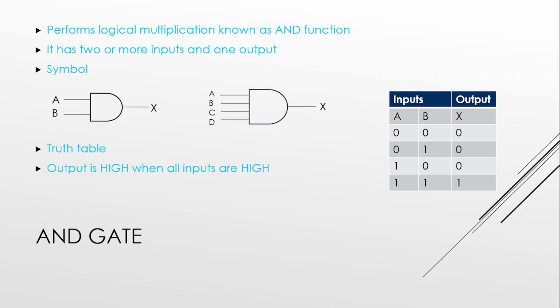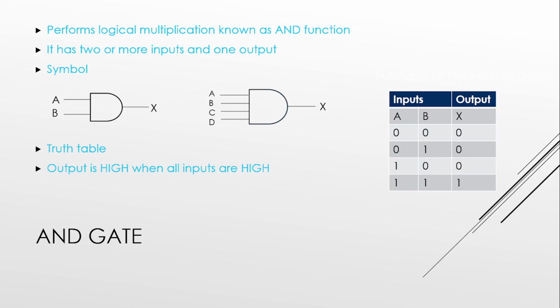Now look at the symbol here. There is a change towards the input side as compared to OR gate. A and B are the two inputs and X is output. While another symbol shows a 4 input AND gate, where A, B, C and D are the 4 inputs and X is the output. Now what will be the truth table?